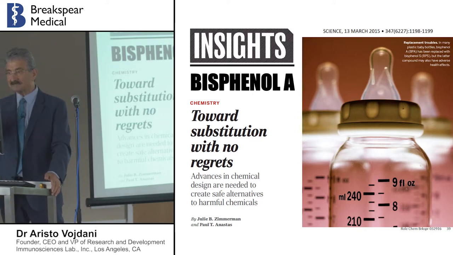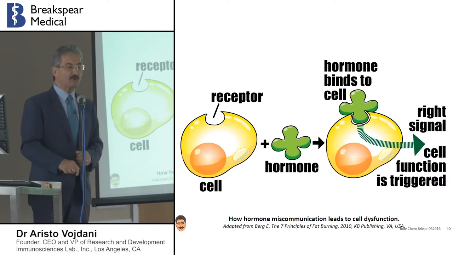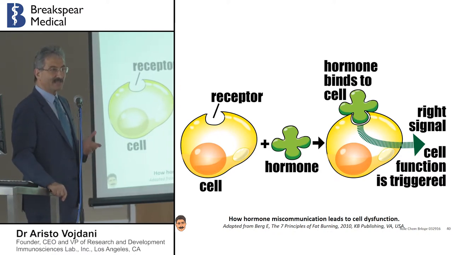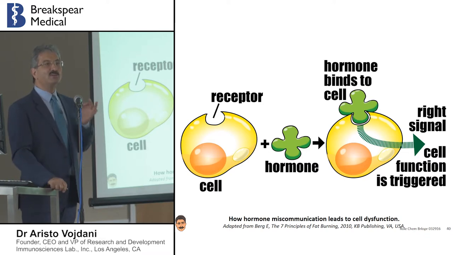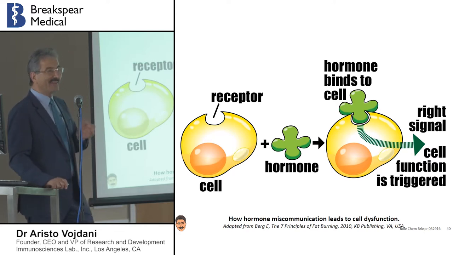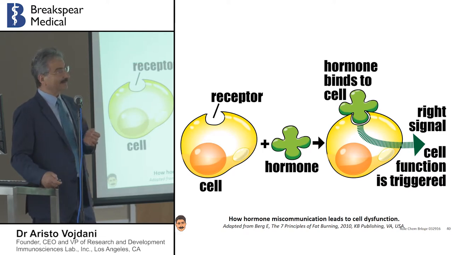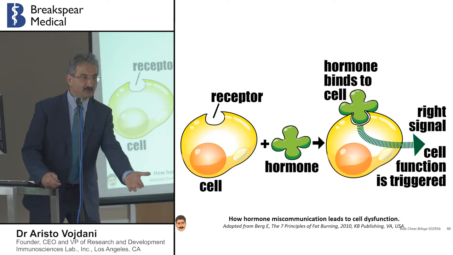And this is from Science 2015. So what is wrong with these plasticizers, such as bisphenol A? Okay, so we call these endocrine disruptors. What are endocrine disruptors? They interfere with the endocrine function.